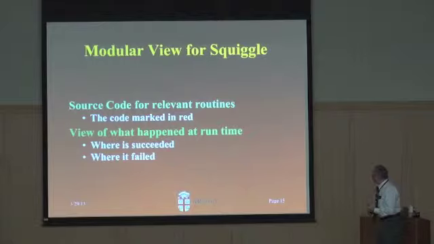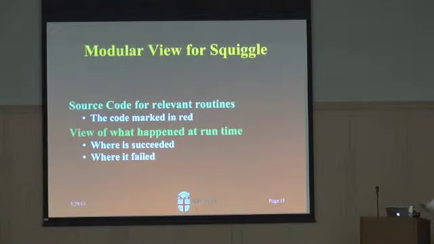So modular review for squiggle, what we want here, in order to do this debugging, is the source code for all the relevant routines. Think about all the routines, all the things we had in red, those are potentially relevant. We need to be able to see that source code. We need to understand how they're related. So what we really want is a view of what happened at runtime in terms of these codes.